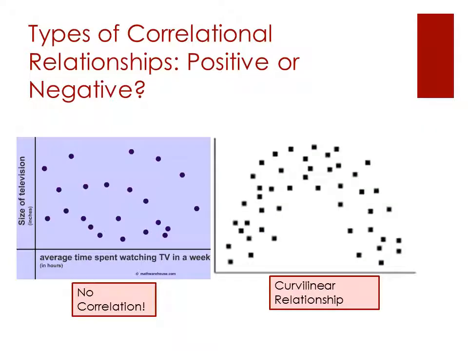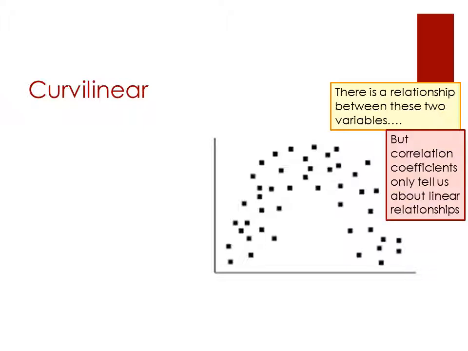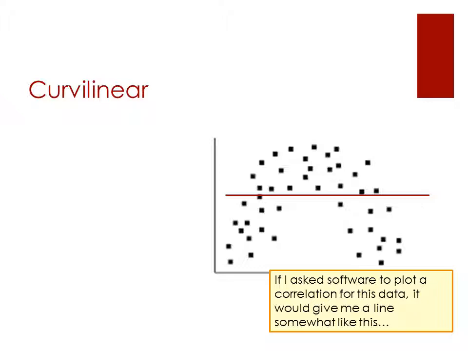So here, when we're looking at these two, for example, we have no correlation at all for our purple data, and here on the right we have a curvilinear relationship. So there is a relationship, but it is not linear. The relationship between these two variables cannot be told to us through the simple linear coefficients that we're going to be using, because those tell us only about linear relationships. If I asked a software program to plot a correlation for this data, it would give me a line that would look somewhat like this. That looks like there's not really any relationship between the variables. Well, that's inaccurate. There is a relationship. As you can clearly see, there is a pattern. However, it is not a linear pattern.